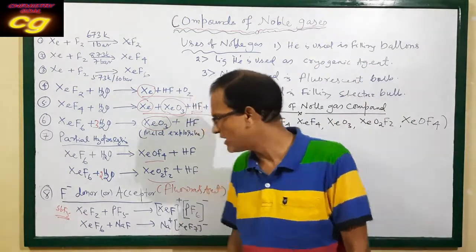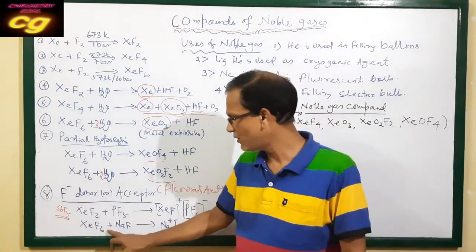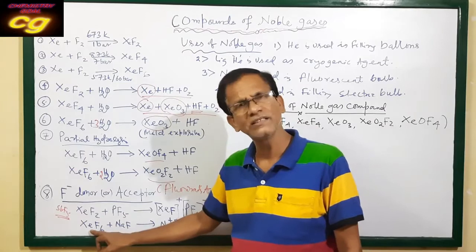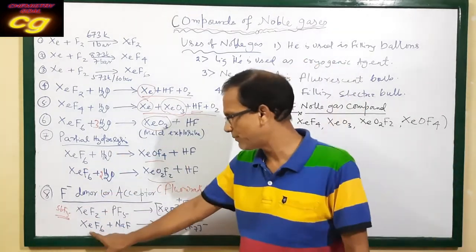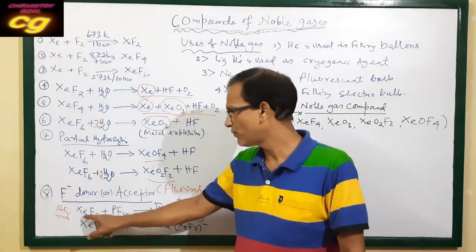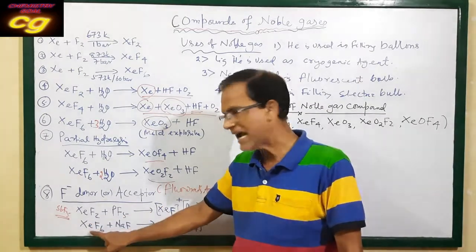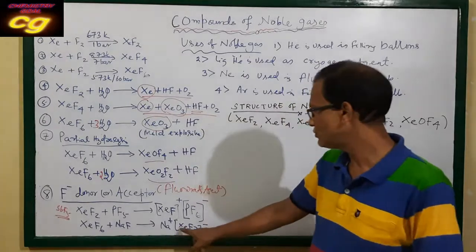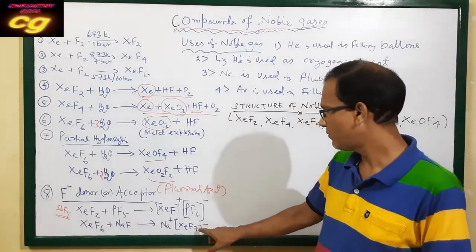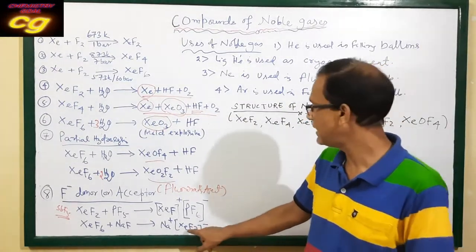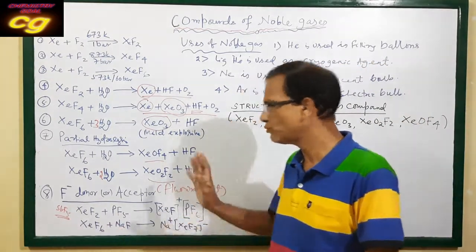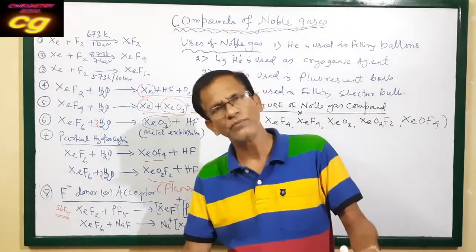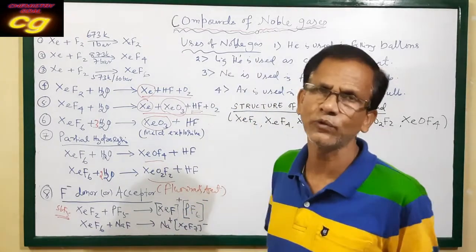Similarly, you see the difference here. This xenon hexafluoride with NaF can accept F minus. So when it accepts, here it is an acceptor, but the first one is a donor. When it accepts F minus, it produces XeF7 minus, and then sodium plus, that is sodium fluoride or potassium fluoride, that means alkali metal fluorides.